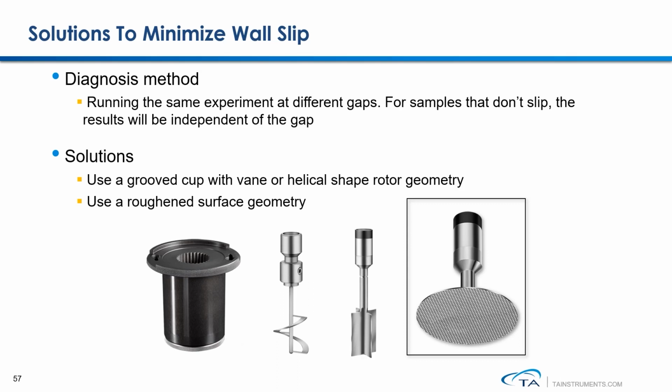To avoid wall slip, you can consider using a geometry that has a roughened surface texture. At TA Instruments, we provide our customers with a sandblasted surface geometry and also a cross-hatched surface geometry texture. In addition to using a roughened surface parallel plate, you can also consider using a cup with a grooved internal side surface in combination with a vane geometry or a helical ribbon geometry.